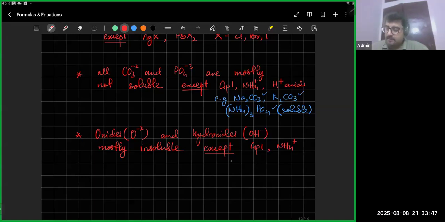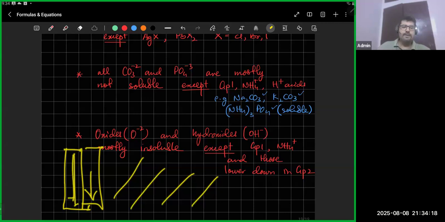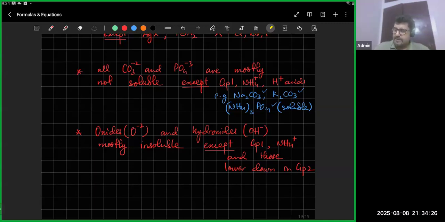And those lower down in group 2. In your entire periodic table, like if you have your periodic table in front of you, group 1 is soluble, the first column. All the oxides and hydroxides of group 1 are soluble. Group 2, the bottom ones are soluble. And the rest of the periodic table, they're all insoluble, right? So for oxides and hydroxides, all of them are insoluble except group 1 and those lower down in group 2, and NH4 plus 1 as well.